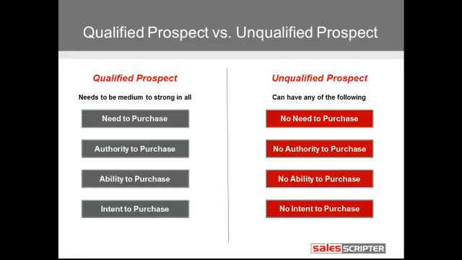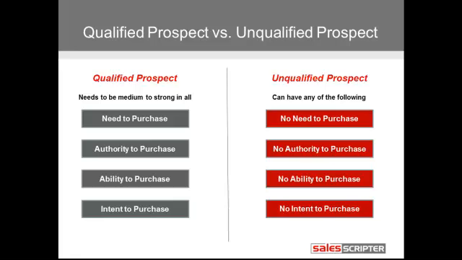So basically, as you can see there, if there's a question mark in only one area, it's not really a qualified opportunity or prospect. So let's look at an unqualified prospect, and as we mentioned, they can basically just have one of these, and these four categories are basically the opposite of what we just went through. They don't really need to purchase what you sell. They don't really have any authority. They're at maybe a manager level, and they can't really sign off on anything.